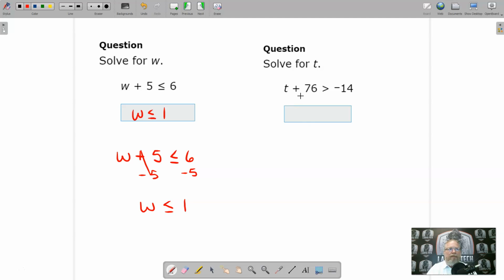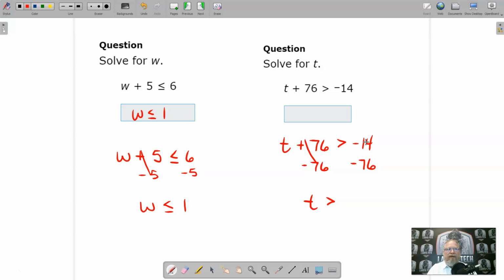Here we have T plus 76 is less than negative 14. So let's go ahead and get rid of the positive 76 with a negative 76. What we do to one side, we're going to do to the other. The 76 is going to cancel each other, leaving me with T on the left.